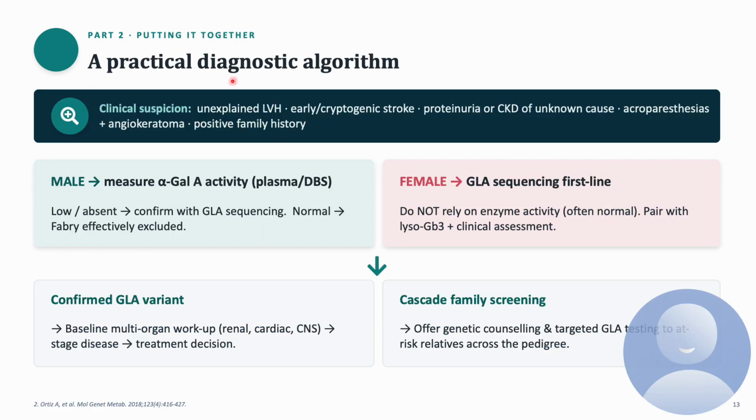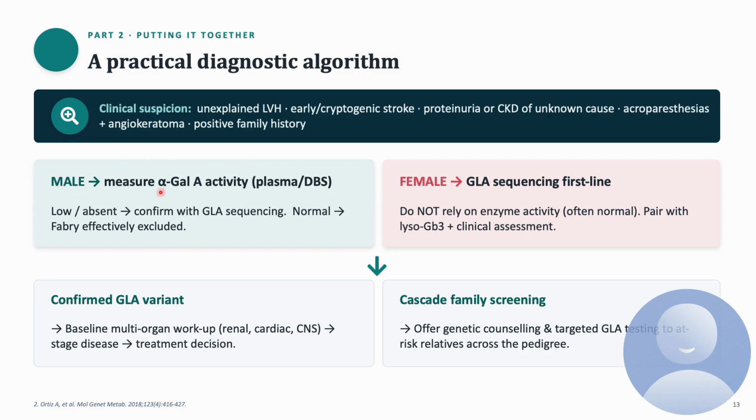This is a practical diagnostic algorithm. It starts with clinical suspicions, and the triggers are listed across the top: unexplained LVH, early cryptogenic stroke, proteinuria, CKD of unknown cause, acroparesthesia with angiokeratoma, positive family history. Sexes are different in the next step.